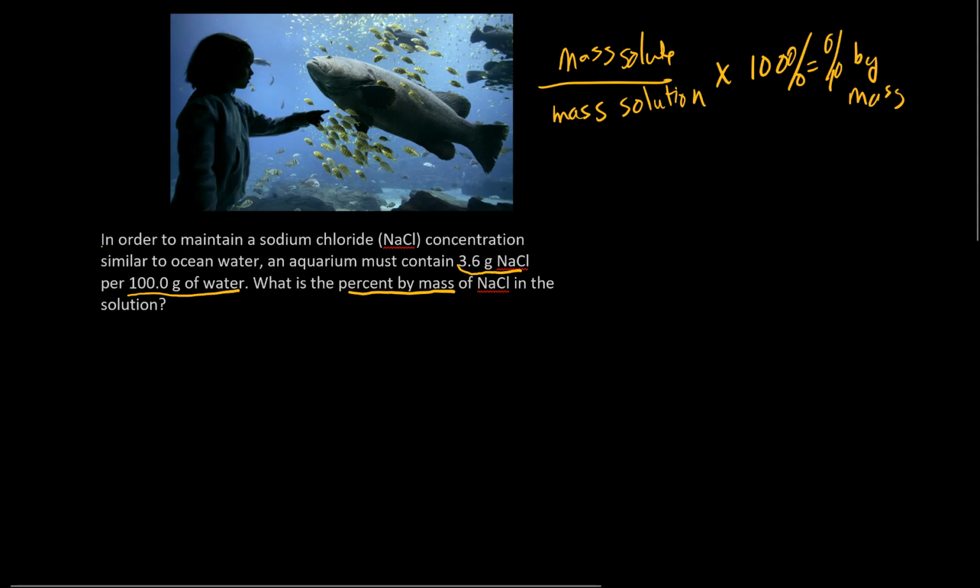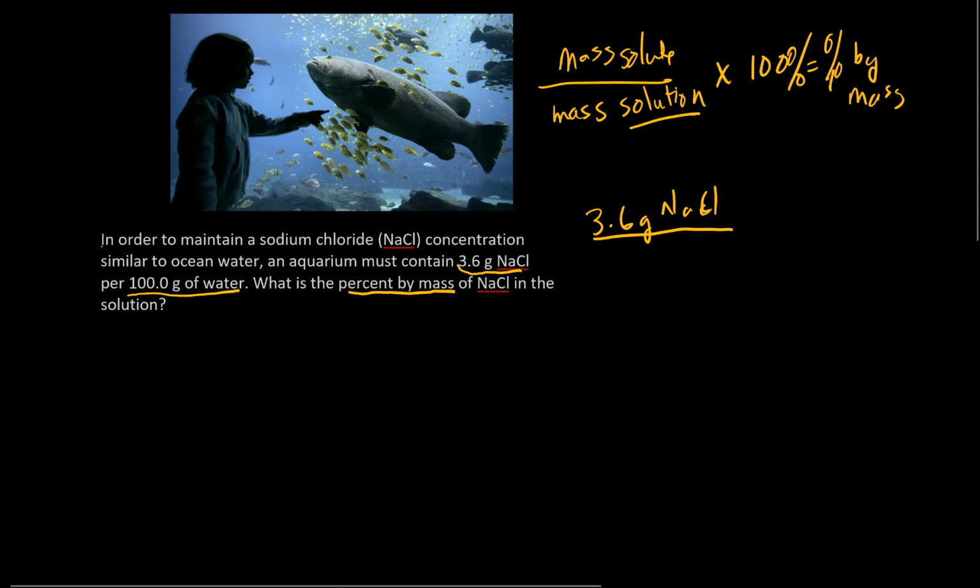So the first thing we do is really simple. We take the mass of the solute, which is easy because that's 3.6 grams of NaCl. Divide that by the mass of the solution. We've got 100.0 grams of water. So the question is, do we write 100.0 grams of water in the denominator? The answer is, wait a second. It says the solution. The solution is not just the solvent. It is the solvent plus the solute. It's the total mass of that solution.